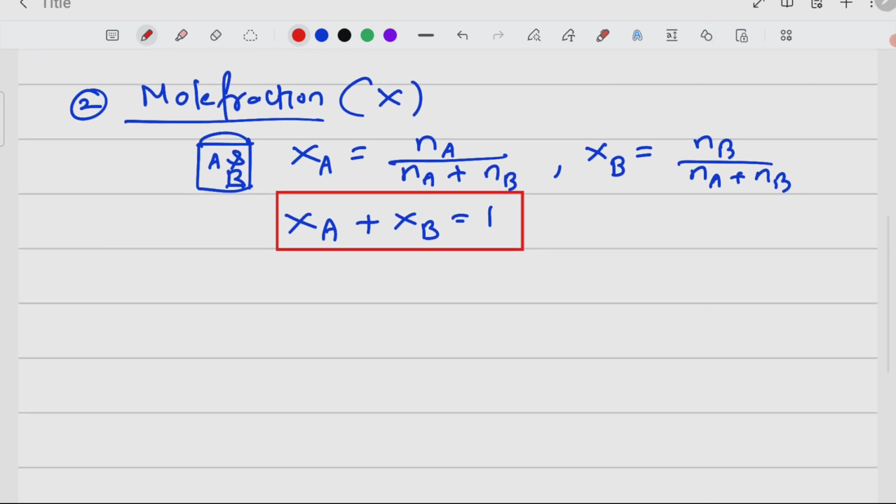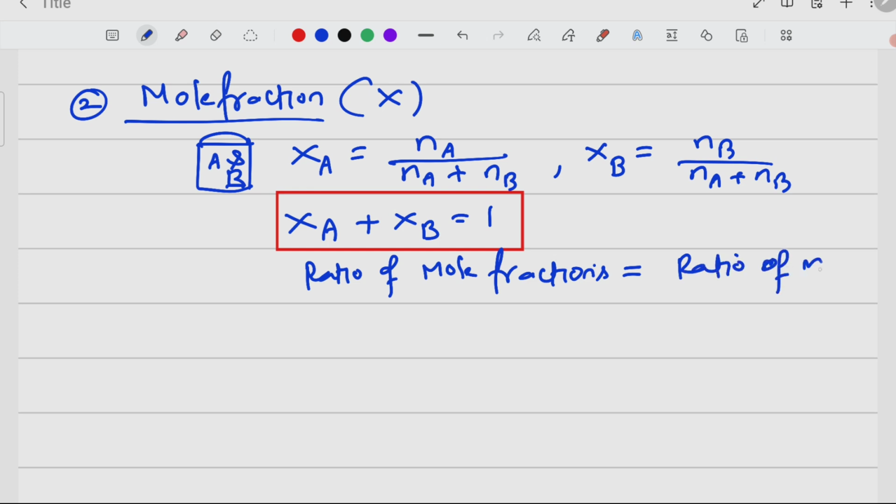One hack point here, mostly they test in terms of these sentences. See here, ratio of mole fractions. Whether mole fractions are given in the question, you can write here ratio of moles. The ratio of mole fractions of given components is equal to the ratio of moles. You can take it as a hack point. JEE many times mentions it as a statement or asks a question based on this given statement.